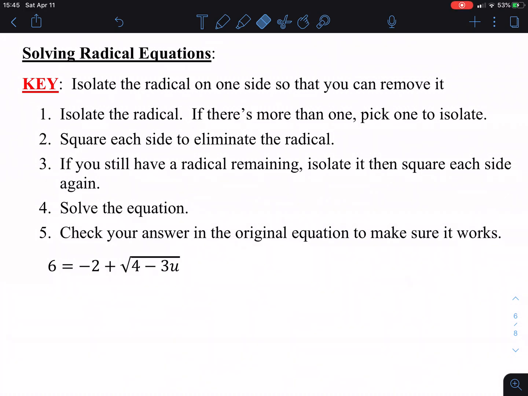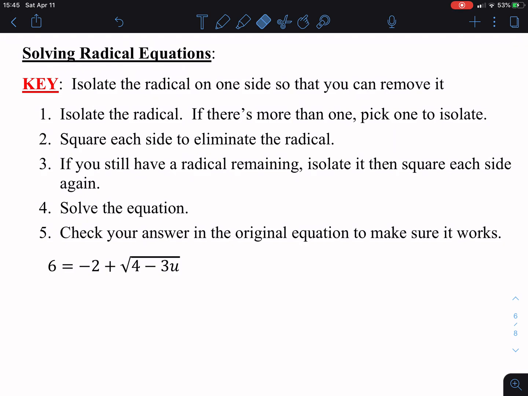Now we're going to apply what we know about radicals and use them to solve radical equations. So equations that have radicals buried within them. The first step you're going to do is isolate the radical on one side of the equation.